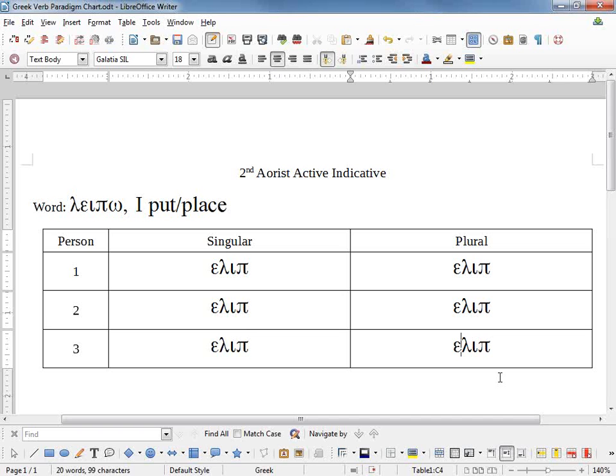Okay, and then the second distinct clue about the second aorist is that it takes the imperfect endings. So the first distinction of the second aorist is that the stem changes completely. The second distinction is that the second aorist takes the imperfect endings. This is the aorist active, so all I'm doing is adding the imperfect active endings to this stem.